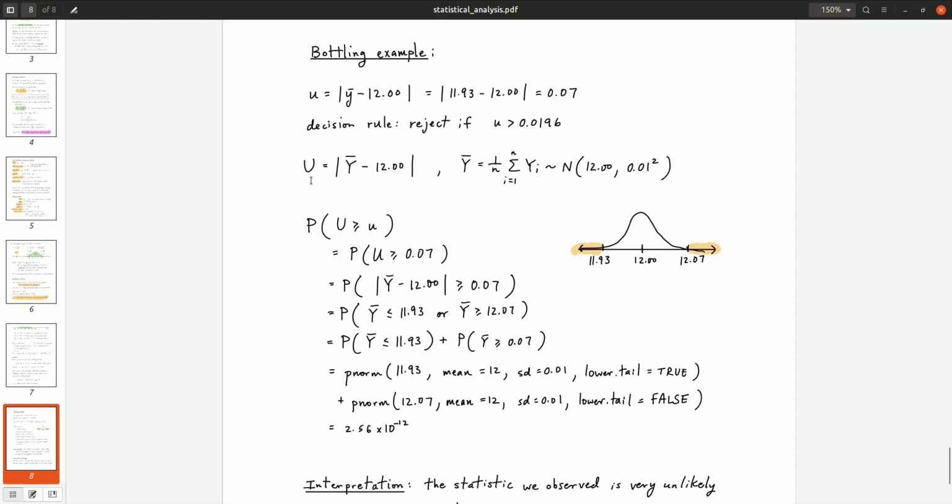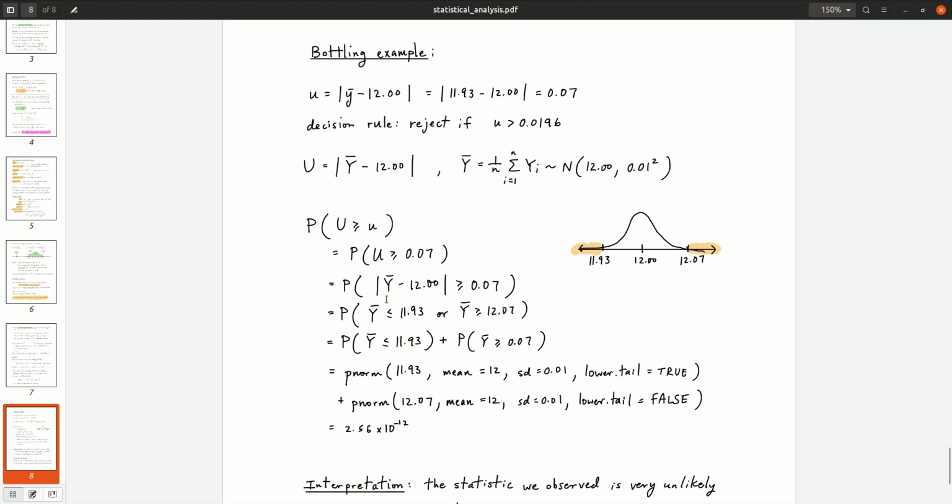The random version of this statistic is just you plug in the random variable version, which is capital Y bar, the sample average of the random variables. Remember that this thing has this probability distribution. And then we can go ahead and calculate the p-value, the probability that the random version is bigger than the one we actually observed. So this is the probability that big U is bigger than 0.07. That's our little u; the big U is this thing.